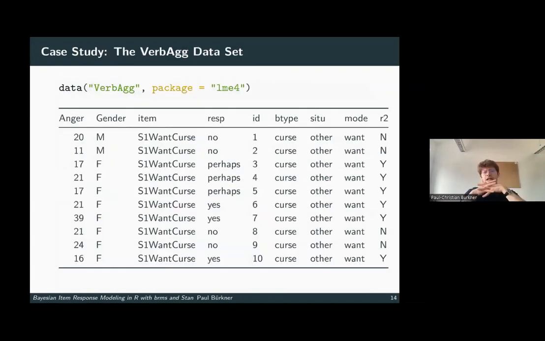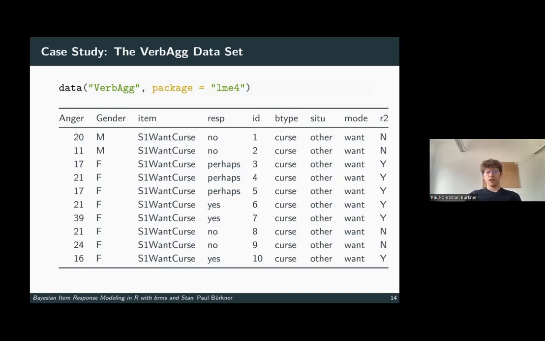Okay, so I know this was a little bit abstract in lots of ways. Let's make this a little bit more concrete by looking at one case study, which is the verbal aggression data set. I'm not sure if it's actually a real data set or a simulated data set. Let's just pretend it's real. I don't know if it is, to be honest. In this data set, we're going to analyze different kinds of verbal aggression and how they relate, for example, to the gender of people or to different aspects of the items.